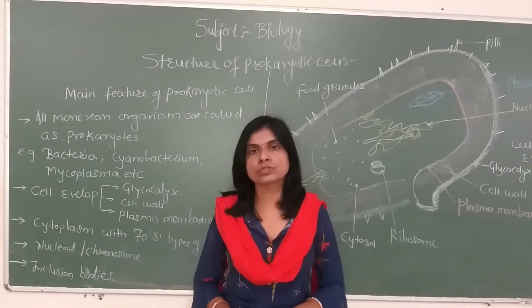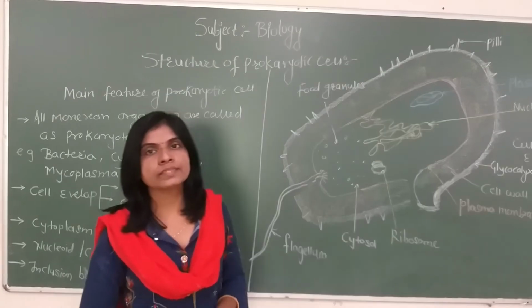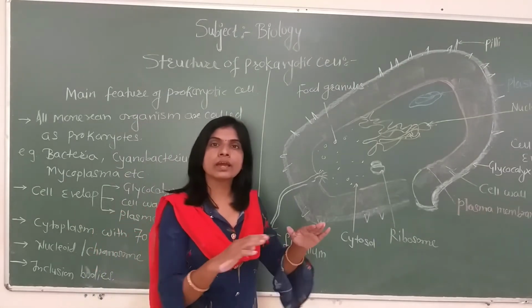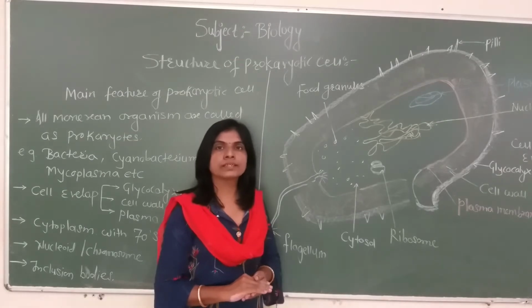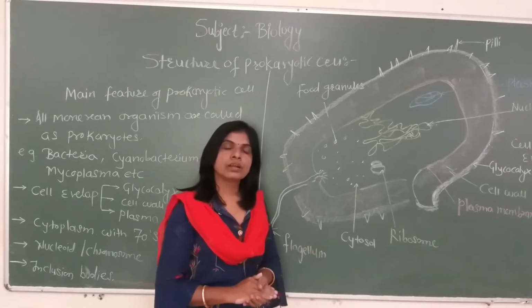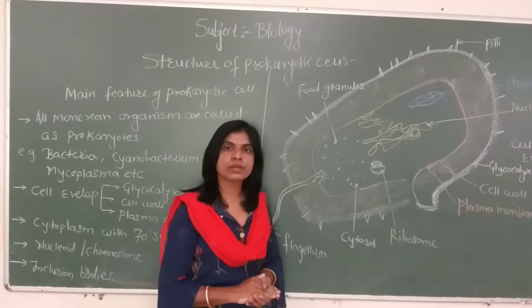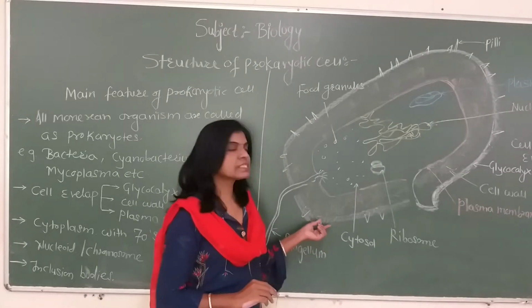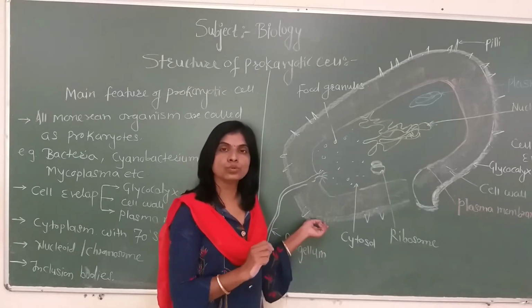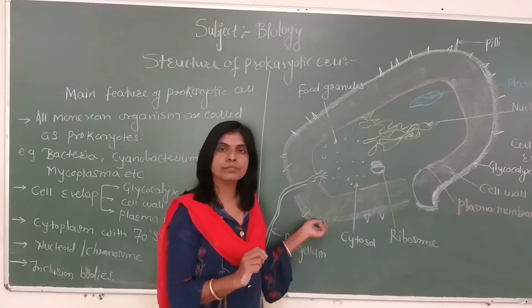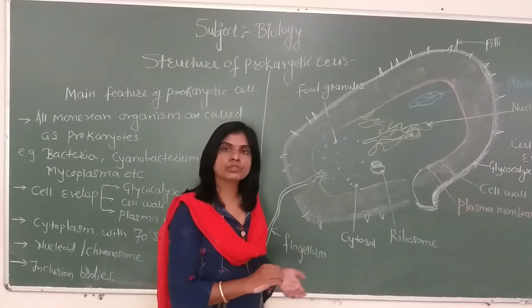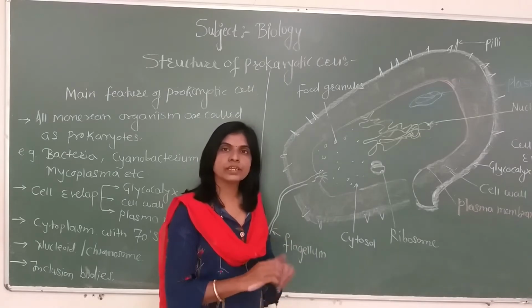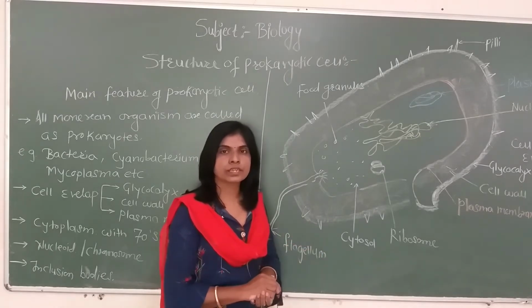Now we will first focus on glycocalyx. Glycocalyx is the outermost layer of the cell envelope of the prokaryotic cell. This glycocalyx is of two types. In some bacteria, the glycocalyx is a very smooth, loose sheet. They are called slime layer. Whereas in other bacteria, this outermost glycocalyx is very tough and they are called capsule.